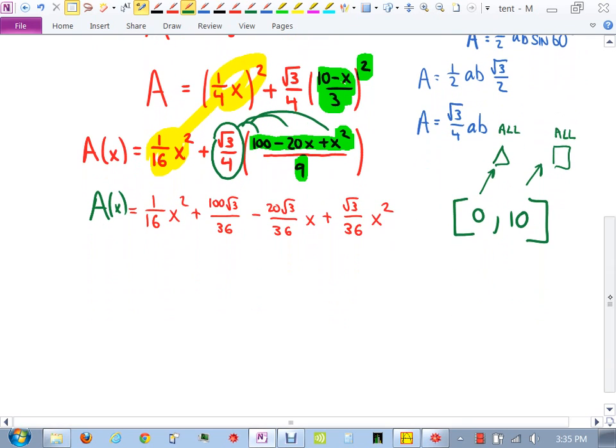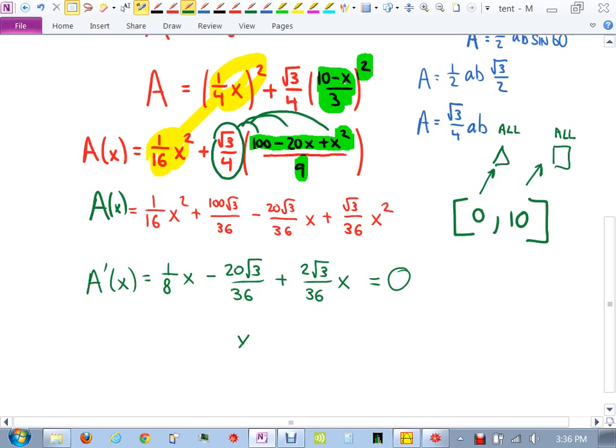So I have a continuous function on a closed interval. Take the derivative. Let's see, 1/8 x, derivative of that's 0, minus 20 root 3 over 36 plus 2 root 3 over 36 x. Now you can clean up that 20 root 3 over 36 and all that. Those are just decimals. Set this thing equal to 0. You should get, what'd you get over there? 4 point what? 34?